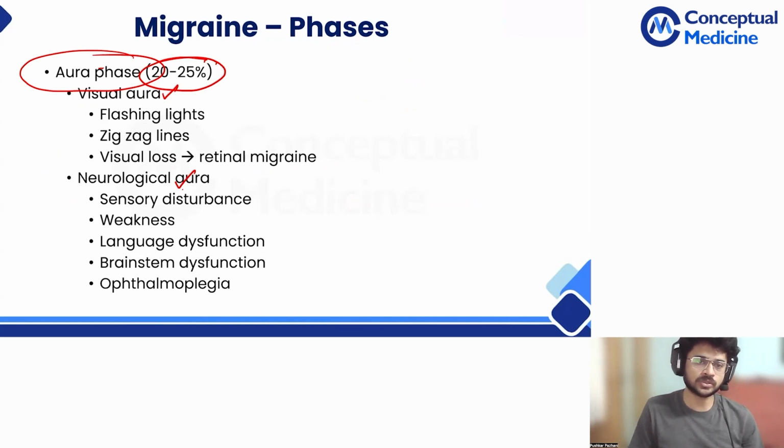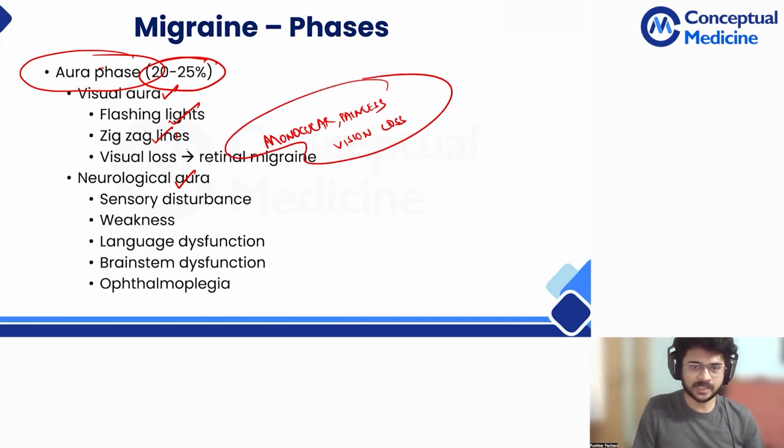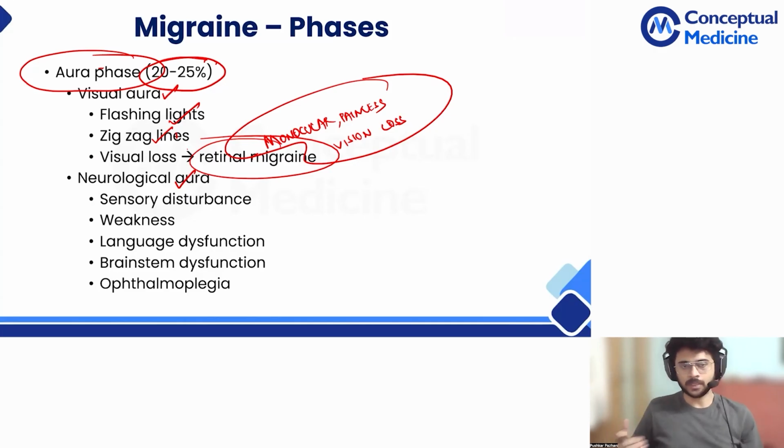Visual aura can usually take the form of flashing lights, zigzag lines, and sometimes it can even cause monocular painless vision loss. So you might even think it is actually a retinal ischemia, but actually it is a type of migraine which is known as retinal migraine. It is basically a headache which is preceded by a monocular painless vision loss.